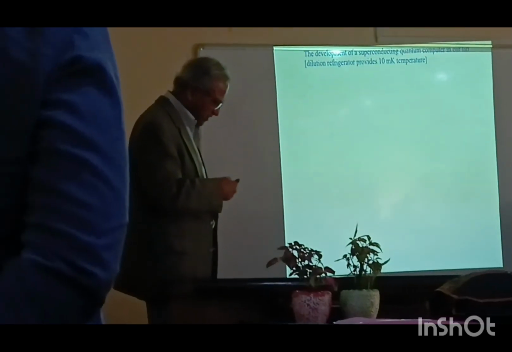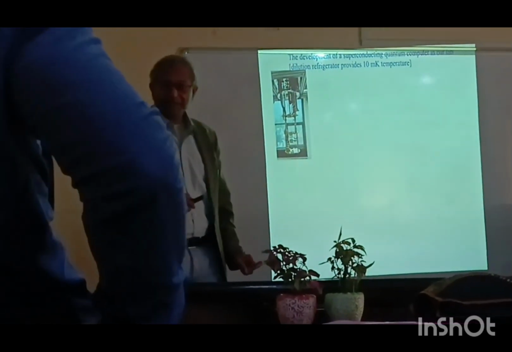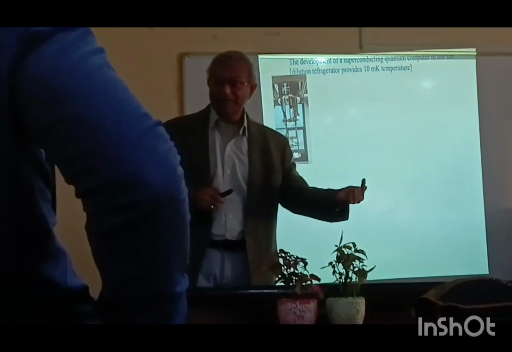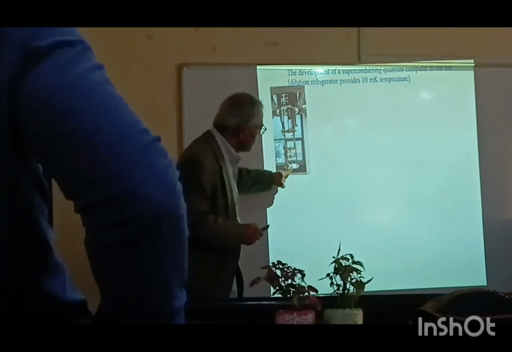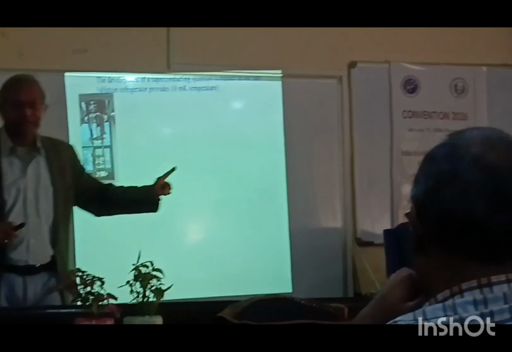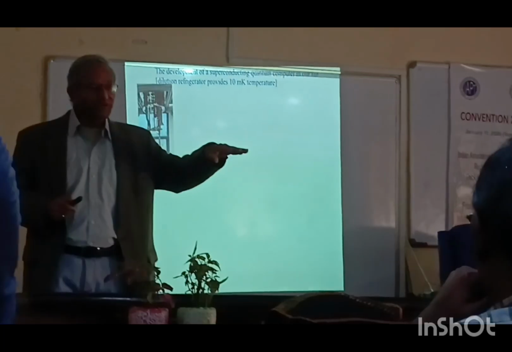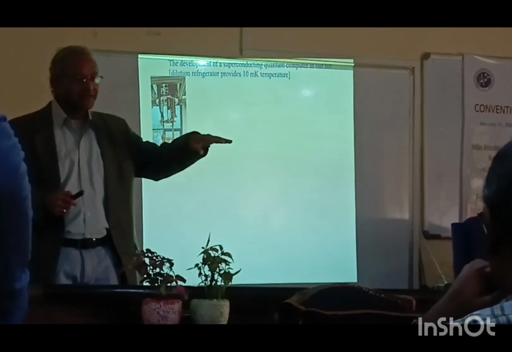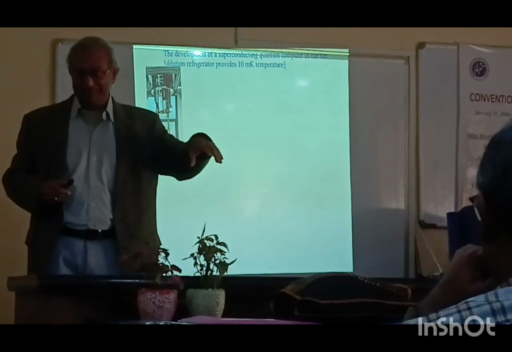So let's move ahead. The development of a superconducting quantum computer in our lab. This is called the dilution refrigerator. As I said, that quantum phenomenon occurs close to absolute zero. So we have about 10 millikelvin here. 10 millikelvin is 0.01 degree above absolute zero. Absolute zero is minus 273.15 degrees, and this is minus 273.14 degrees. And that sort of temperature is first created.